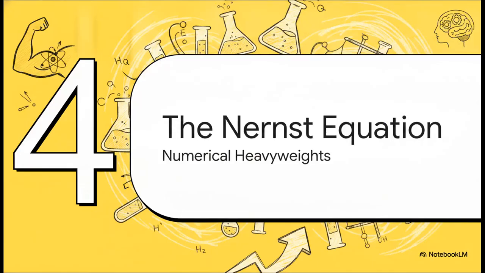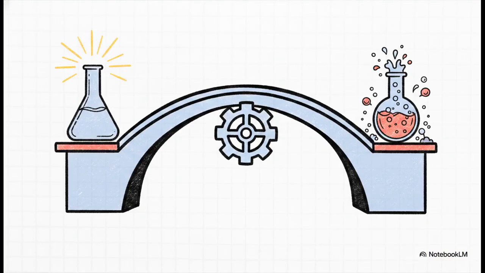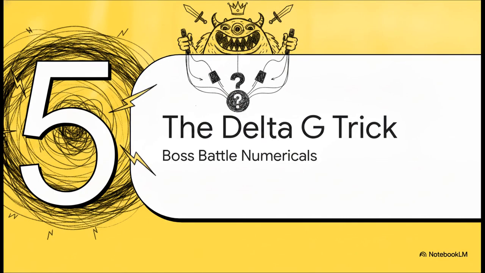Section 4, the Nernst Equation. Okay, it's time for the heavyweights, the Nernst equation. This formula is literally your core numerical arsenal. It's the bridge that connects perfect textbook standard conditions to the messy, real-world chemical states. A huge chunk of your advanced numericals will just be you writing out the balanced cell reaction, calculating that reaction quotient Q, identifying the number of exchanged electrons n, and then using this exact equation to find your actual working cell potential.